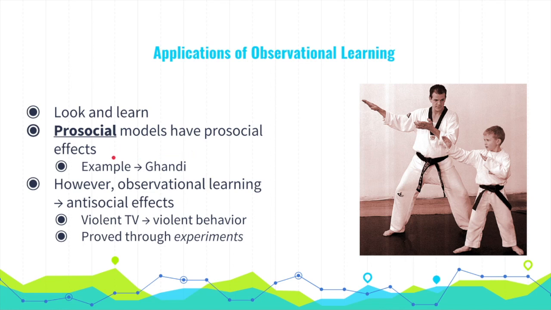For example, if you want to maximize the chance that your children are religious, go to church and attend other religious activities with them. However, observational learning can also have anti-social effects. One particularly influential source of observational learning is TV, and studies suggest violent television programs promote violent behavior.